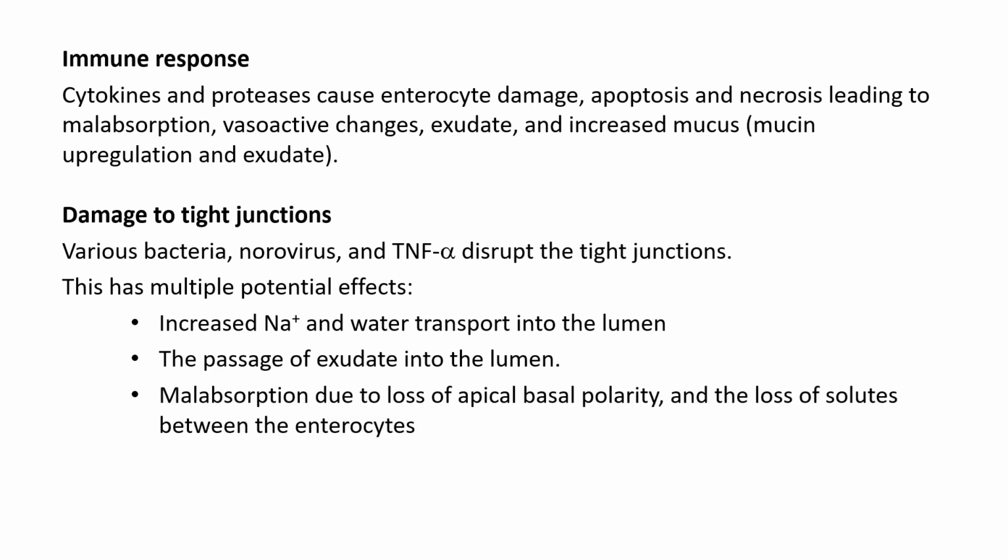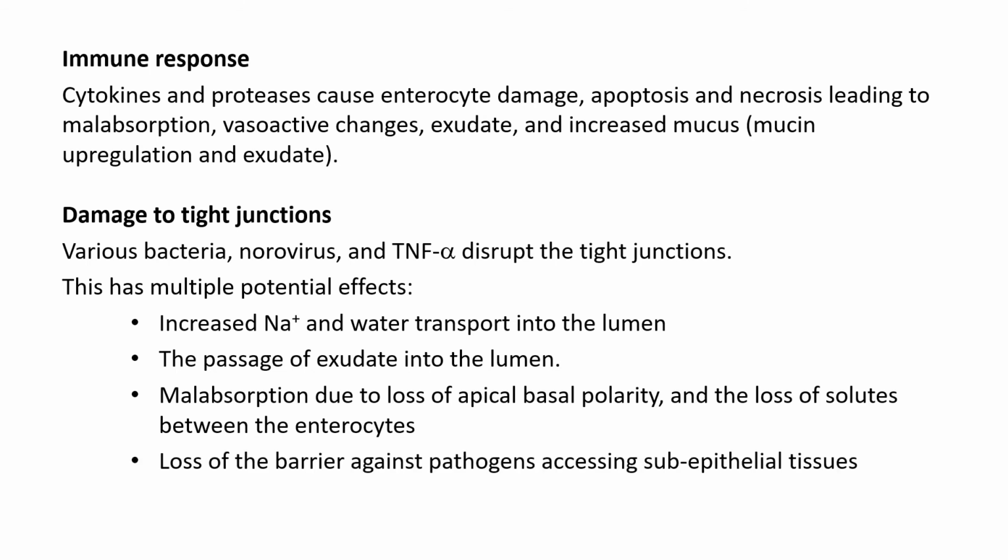And remember, one of the jobs of tight junctions is to maintain apical basal polarity, to stop those little transporters and channels and everything else moving around the side of the enterocyte. We lose that apical basal polarity, and the potential is that's going to have an impact on the enterocyte's ability to absorb anything in the lumen. And of course, we get the loss of the solutes because they go between the enterocytes. We can't then process them within the enterocyte so that we can then use them. And of course, a loss of the barrier against pathogens. If you remember, we looked at that before. Pathogens can get between the enterocytes. They can get into the subepithelial tissues where they're harder to find and kill.